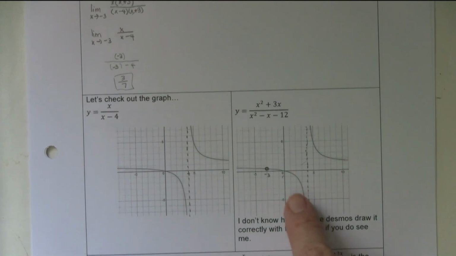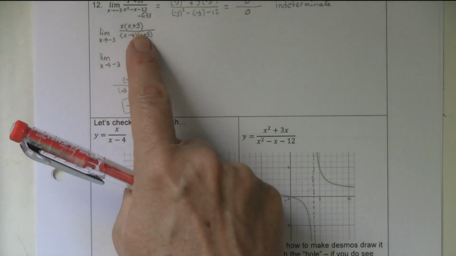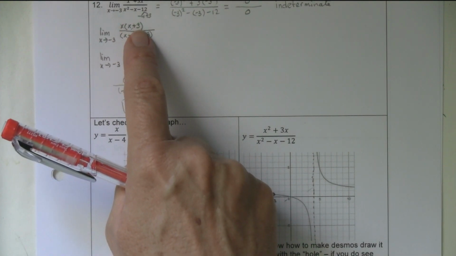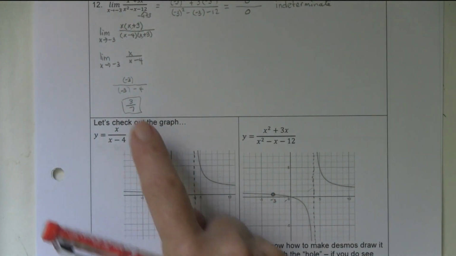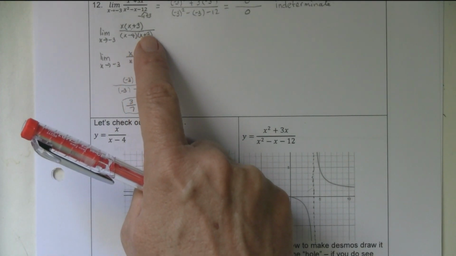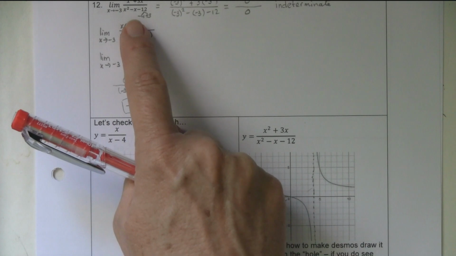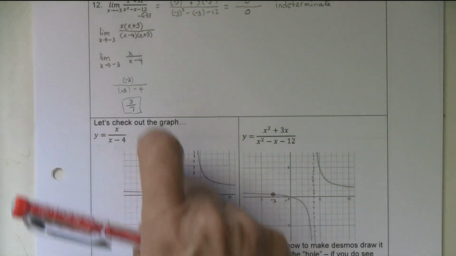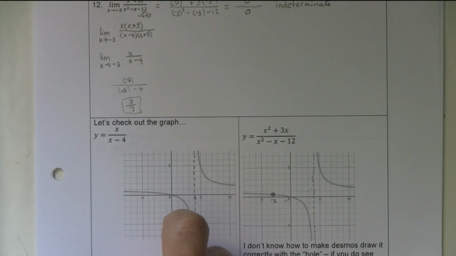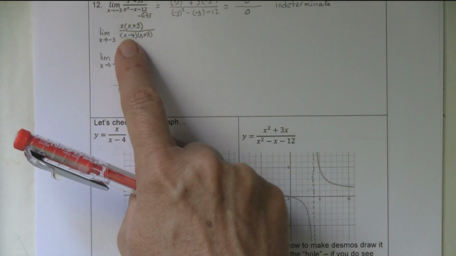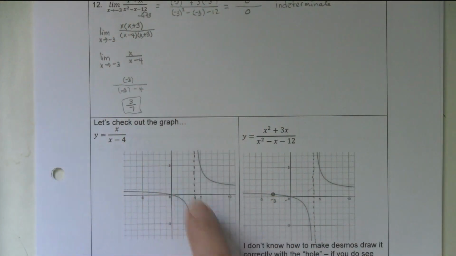It had a hole at the place where we had a common factor, and we were able to reduce out the common factor. And so you have a hole where your denominator is 0 but also has a common factor with your numerator. My denominator was 0 at x equals negative 3, but x plus 3 was a common factor with the numerator. And we have an asymptote where your denominator is 0, but there is not a common factor with our numerator.